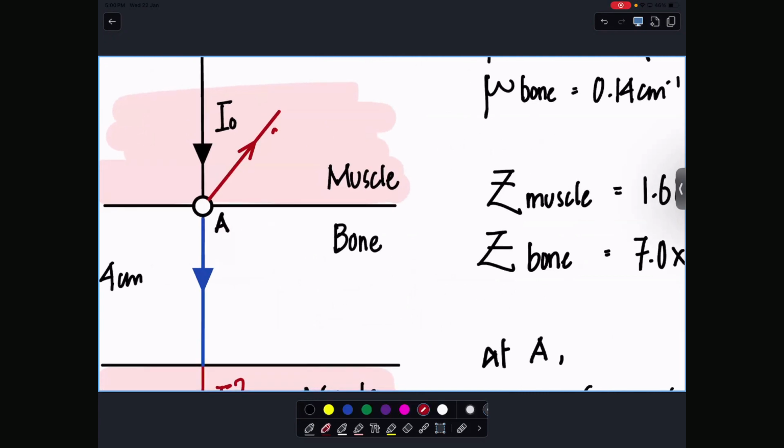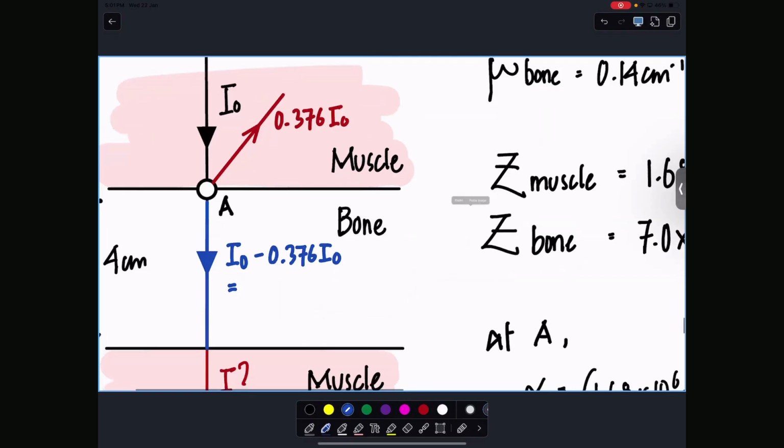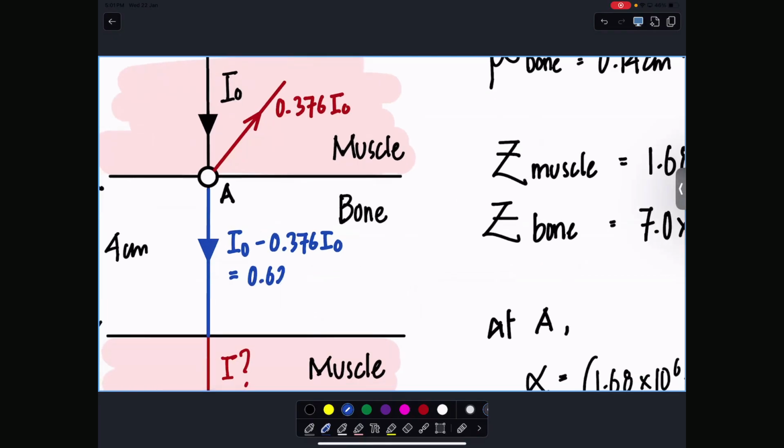That is 0.376 I naught, the amount that is reflected. But we need which one? The one that enters, right? So এটা কেমনে বের করব? So that's going to be I naught minus 0.376 I naught. How much is the one that enters and goes inside? 0.624 I naught. Do you understand? এটা কি clear তোমাদের কি হচ্ছে?